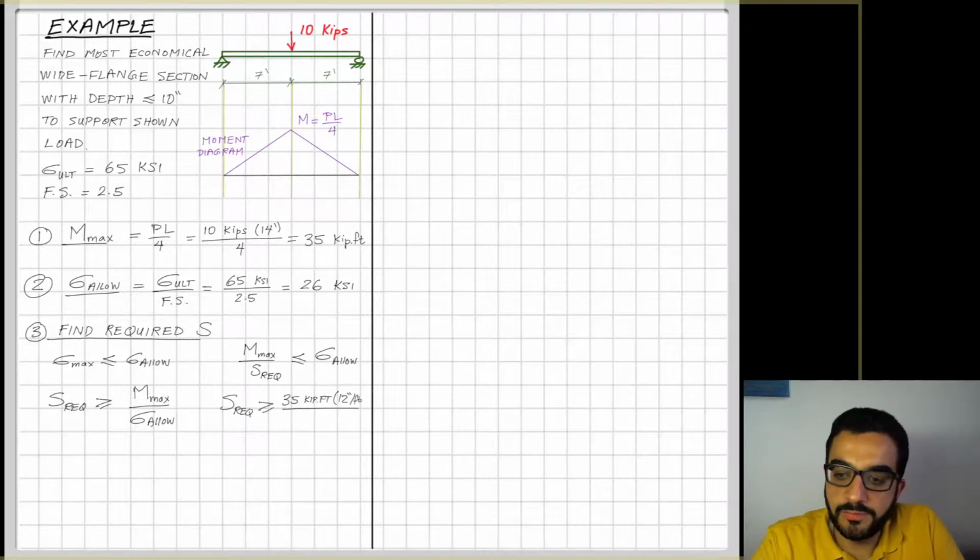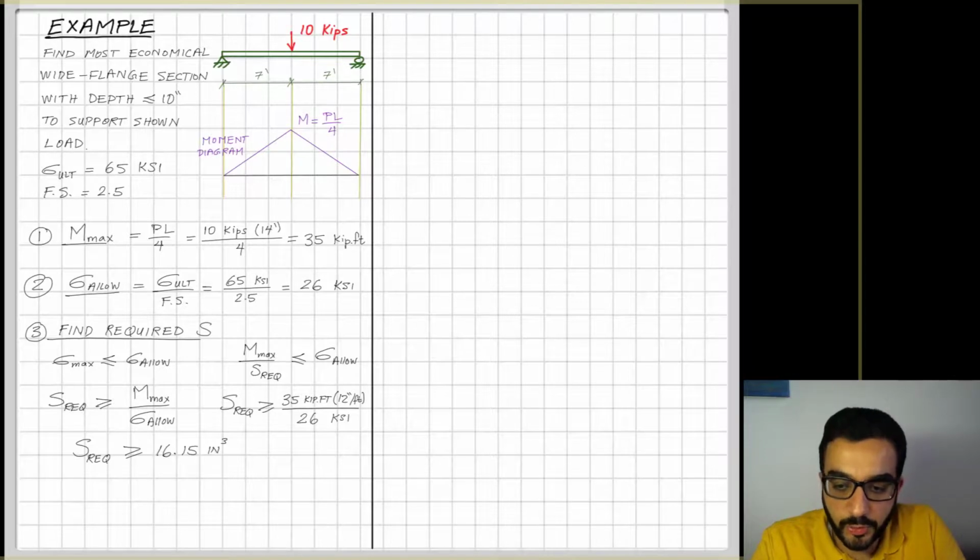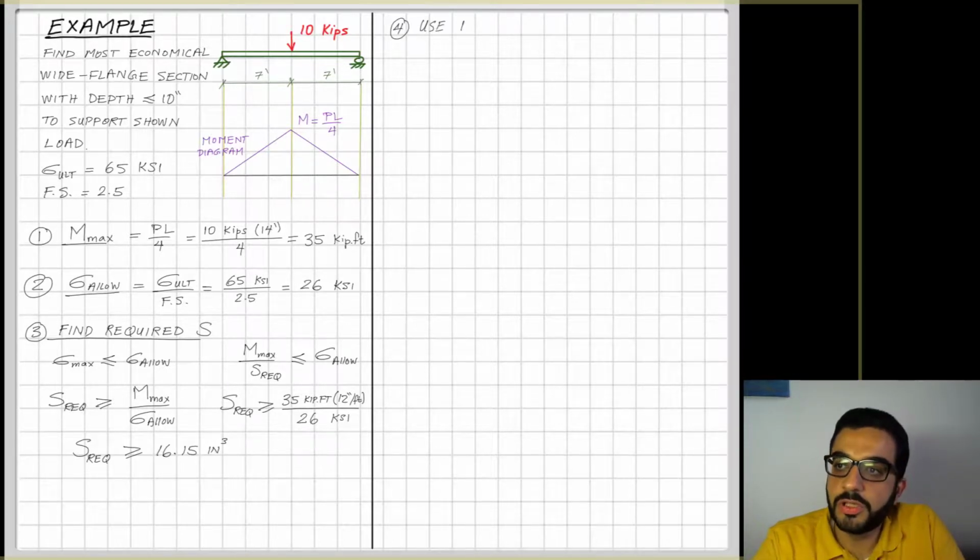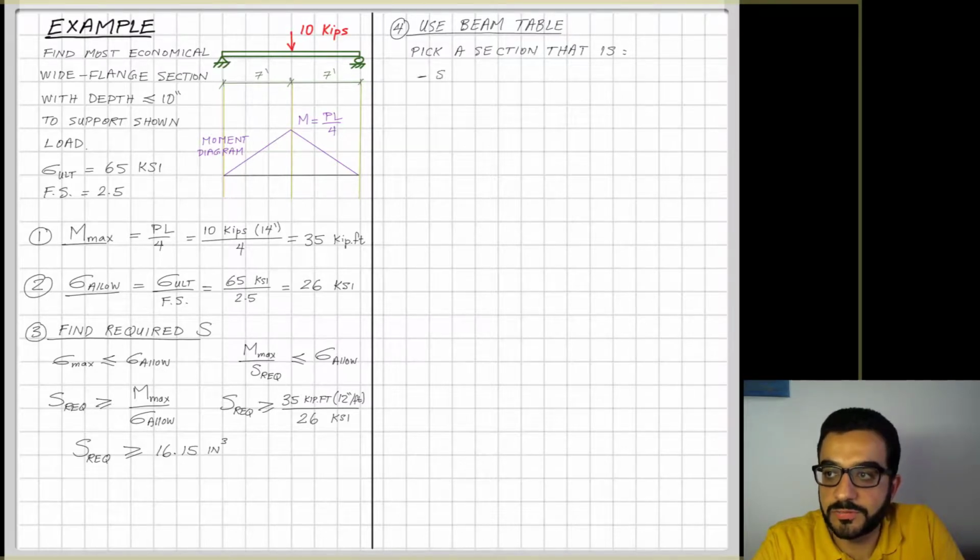So if I plug in the values for maximum moment and sigma allowable, I will end up with, I need a section that provides a section modulus, or a size of a wide flange, that provides a section modulus more than 16.15 inch to the power 3. So the fourth step is to find this size or section.